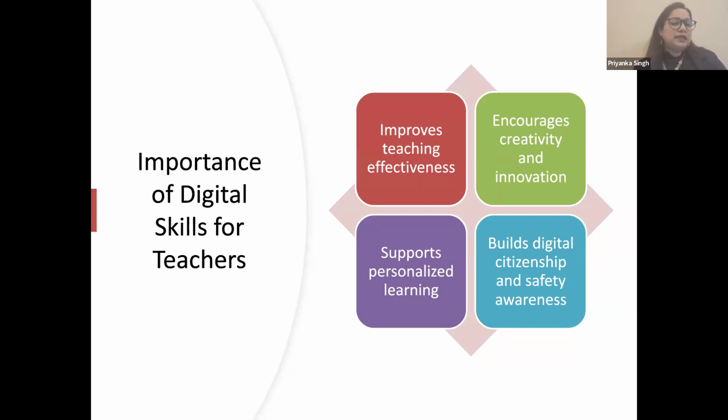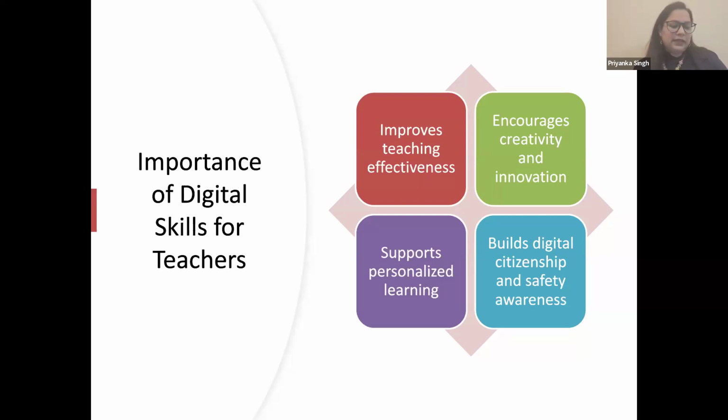It encourages creativity and innovation. Give a tool in students' hands and trust me, they will come up with such great ideas, better than the teachers. So it's all about creativity and innovation that the student's mind is up to.